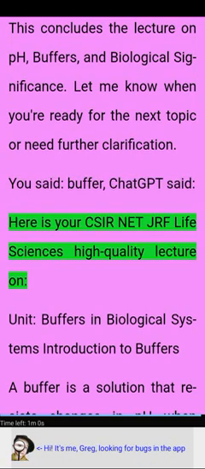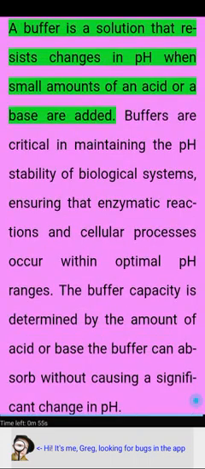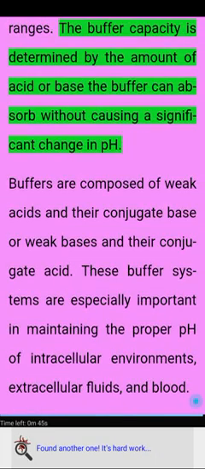Here is your CSIR NET JRF Life Sciences high-quality lecture on the unit Buffers in Biological Systems. Introduction to buffers. A buffer is a solution that resists changes in pH when small amounts of an acid or a base are added. Buffers are critical in maintaining the pH stability of biological systems, ensuring that enzymatic reactions and cellular processes occur within optimal pH ranges. The buffer capacity is determined by the amount of acid or base the buffer can absorb without causing a significant change in pH.